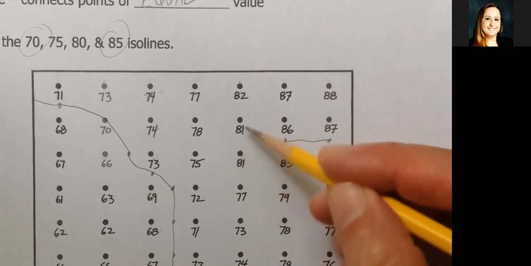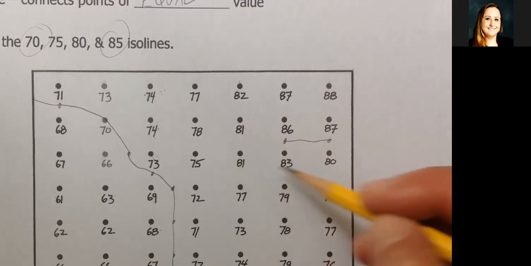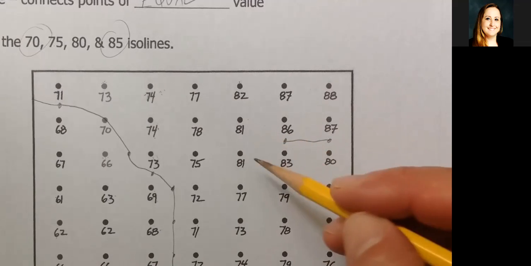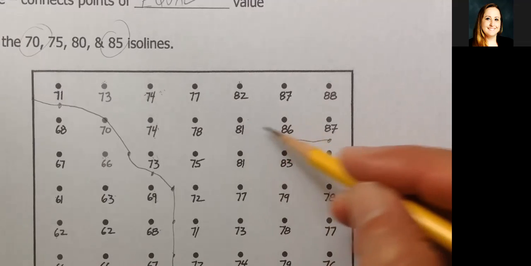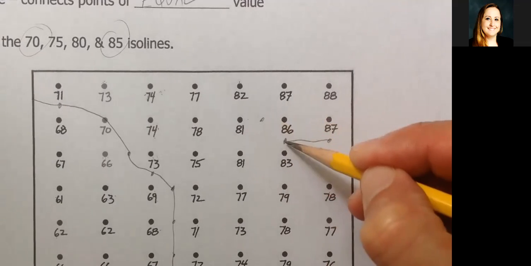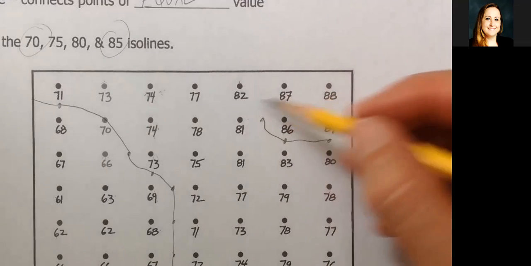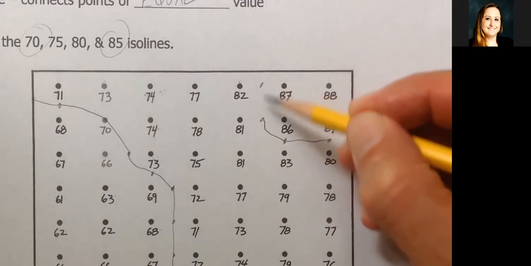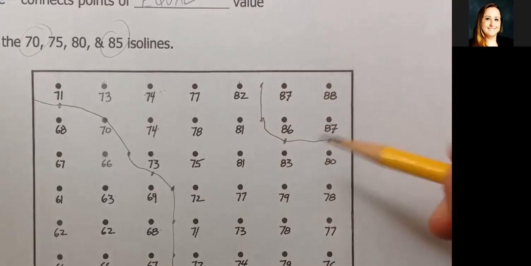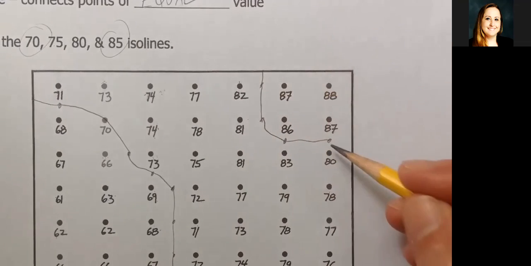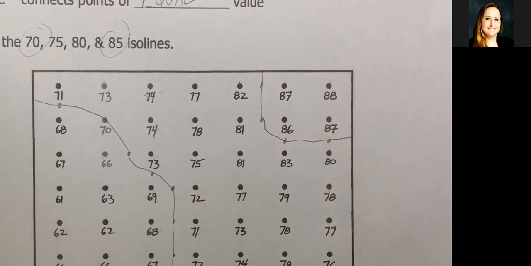Is 85 between 81 and 81? No. Is it between 81 and 83? No, that's too low. Is it between 81 and 86? 85 is. Put a dot there. And then is 85 between 82 and 87? Yes, it is. You go like that, and again, can't leave it hanging, so we're just going to go off the page there and off the page there. Okay? So the little dot method and the stepping stone method really works.